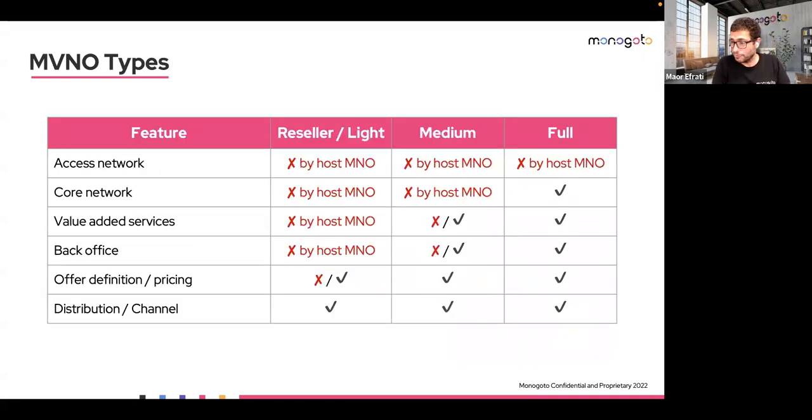So the types of MVNOs are light, medium, and full. The light MVNO, sometimes you don't really call him an MVNO, you call him a reseller. Most operators have some sort of a reseller platform that is white label. So maybe I can have a SIM card with different colors. Maybe in the billing, it will be a different logo. Maybe on the pricing, it will be bundled with other services or a different way to bundle it.